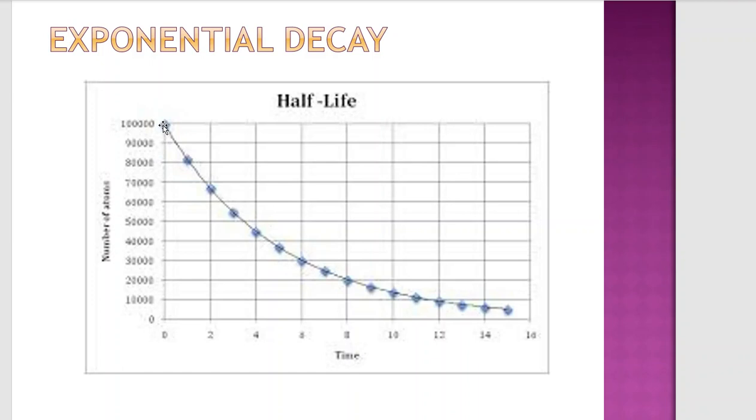Again, it's kind of hard to see here, but this looks like we're at 1 million atoms right here, or 100,000, sorry. This is 100,000, and half of that is 50,000. So if we go from 100,000 to 50,000, we go over here. This is the amount of time it took to cut in half. So almost 4 days.